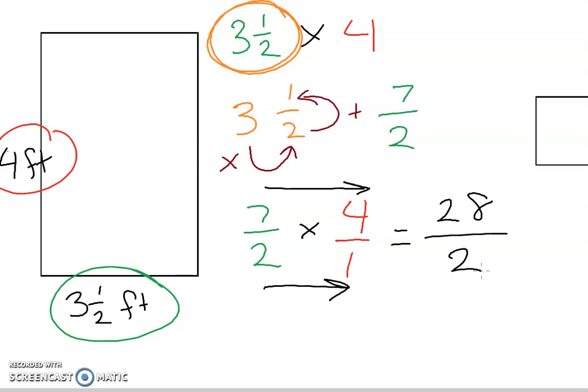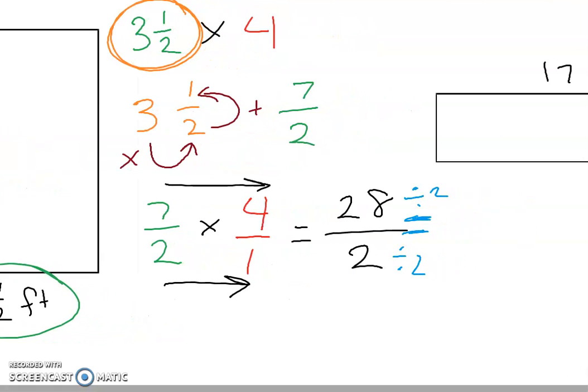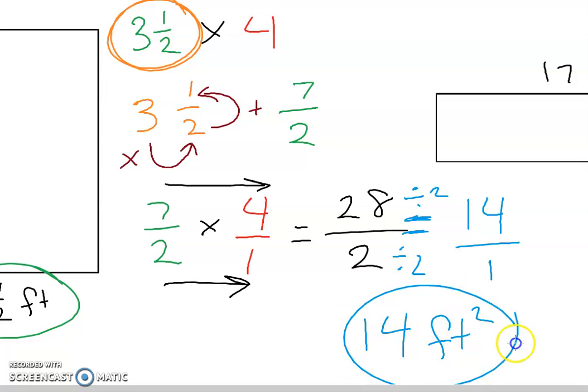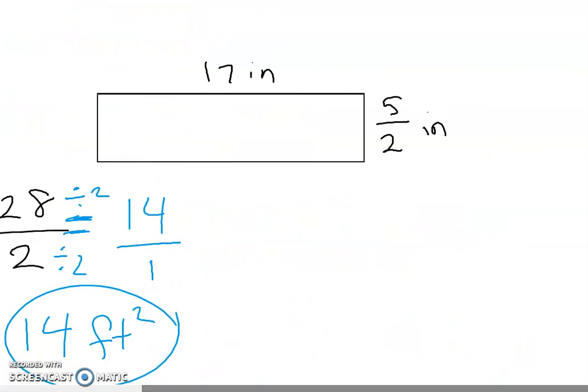Now, I gave you credit for this. However, you can simplify it, and so that's what I would like you to do now. If you take the top and the bottom and you divide both by 2, you get 14 over 1, or just 14. So my final answer for this problem is 14 feet squared. All right? Okay, moving on.